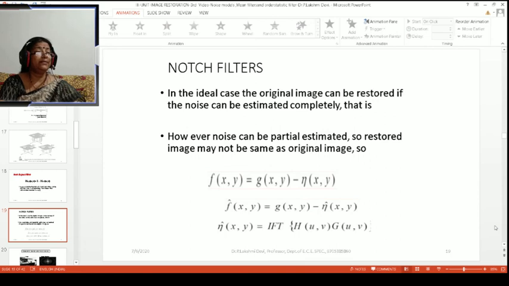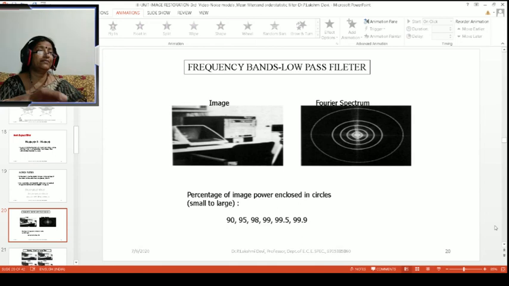So for the restored image representation, we denote the restored image as f cap(x,y) = g(x,y) minus eta cap(x,y), where eta cap(x,y) is the inverse Fourier transform of H(u,v) G(u,v). This is the way of evaluating the noise, but to what extent the noise can be estimated, how accurately we are estimating the noise, everything is a doubt. That's the reason we go for different types of filters for restoring the images.